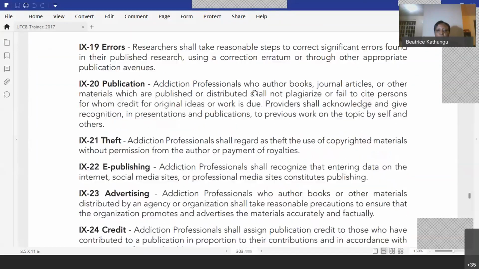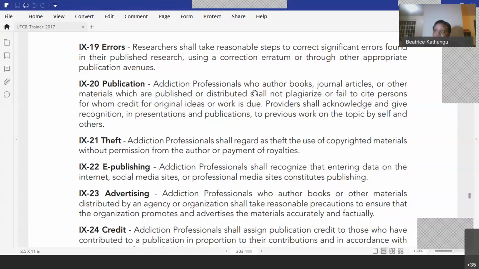20 is talking about publication, and it is emphasizing what we know very well in our field, but what we have found flouted by some of our colleagues. The issue of plagiarism, the issue of not acknowledging sources. So this point, number 20, is emphasizing that when we author books, articles, or any other material, we must not plagiarize. We must not fail to cite the persons for whom credit for original ideas is due. And we must acknowledge and give recognition, whether it's in presentations, in publications, etc. And whether it's by self or by other people. So I think this is very important for us.